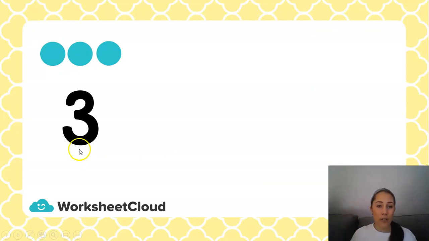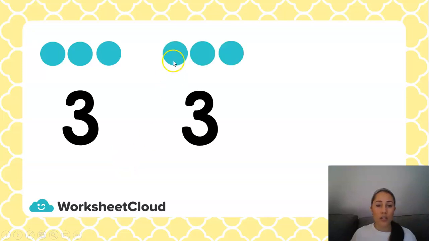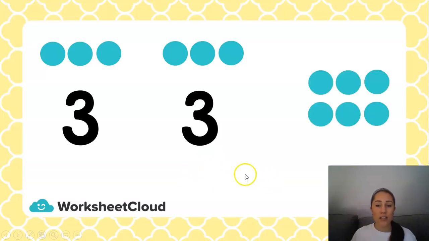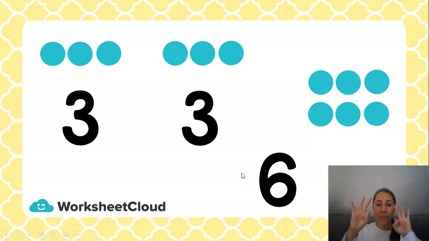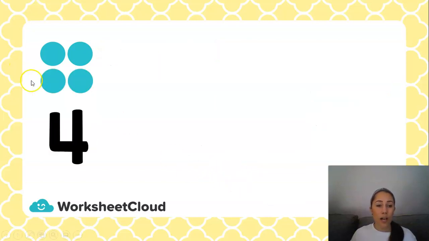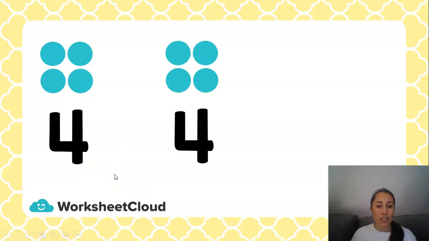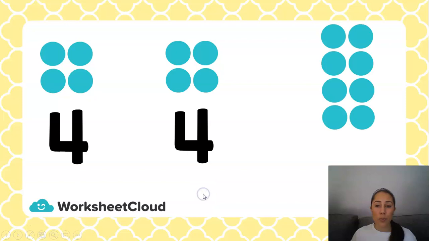So now if I have 3, I have 3 blue circles. And if I double 3, I'm going to add the same thing right next door. So now I have another 3 blue circles. So 3 plus 3 is 6. And if I use my fingers, I can say 3 and I double 3, and that is 6. And 4, I have 4 blue circles now, and I double 4, so I add the same thing next door, and 4 plus 4 would give me 8. And 4, I double 4, and I get 8.